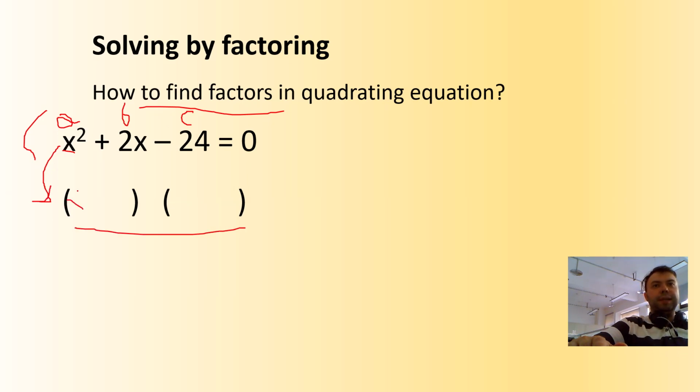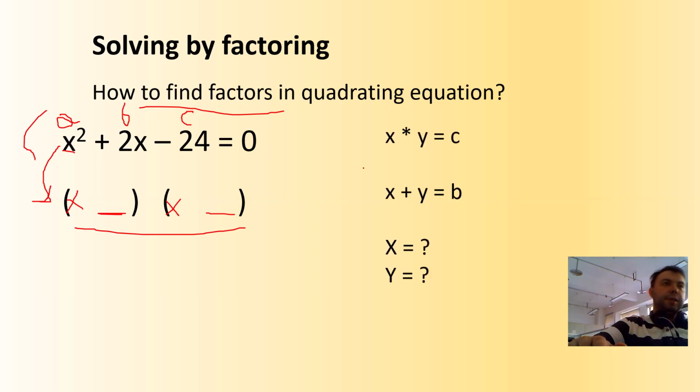On the left side there will be x, and here there will also be x. Later we write some numbers here, x plus or x minus a value, and this value will be found by factoring. So how do we factor the equation? We need to find two unknown numbers, x and y, where x times y must equal c, which in our case is minus 24, and x plus y must equal b, which in our case is 2.